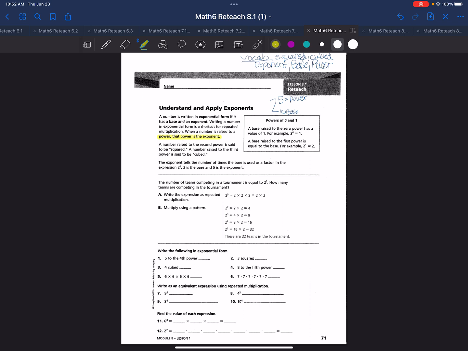A number raised to the 2nd power is called squared. So if you have 2 to the 2nd power, that is also called 2 squared. I wrote these backwards. I was getting ahead of myself there. And 2 to the 3rd power is 2 cubed.